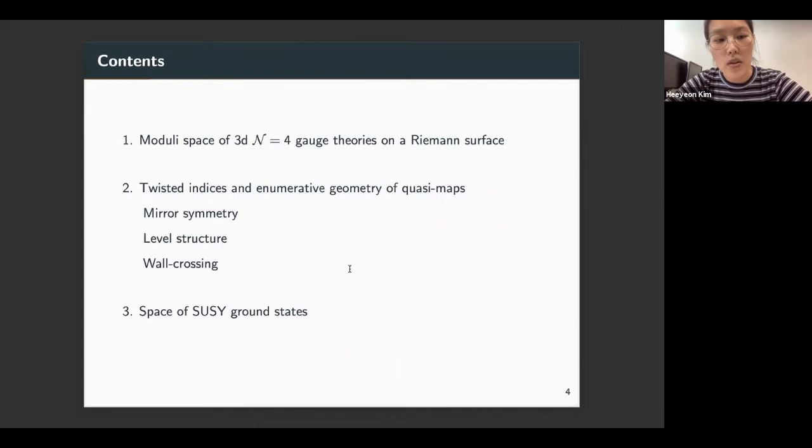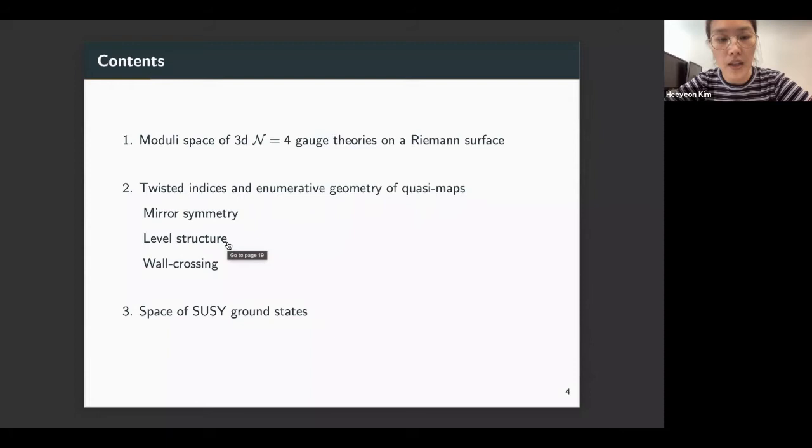And one of the most interesting properties of the 3D N=4 gauge theories is, of course, the mirror symmetry that has been discussed a couple of times in this workshop. And we will show that this mirror symmetry implies extremely non-trivial relations among those invariants of the moduli spaces. And I will briefly mention something about the Lebesgue structure in this story.